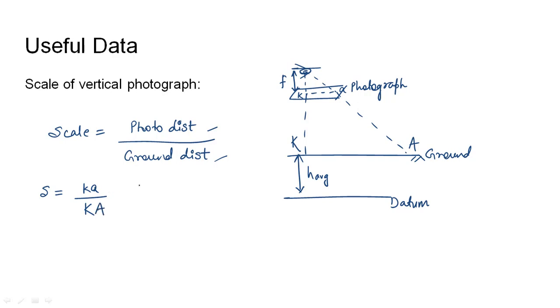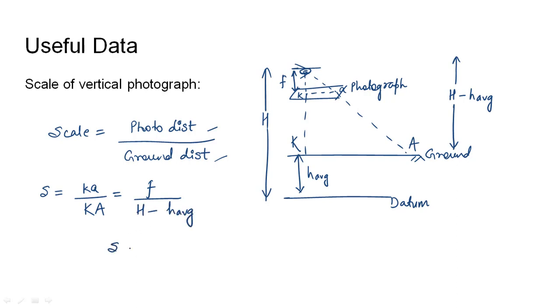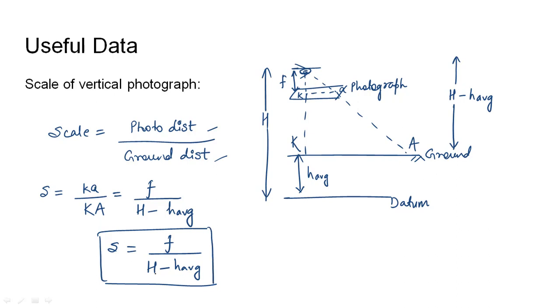Using the concept of similar triangles where the plane is flying at a height of capital H from the datum, we can see that the height between plane and the ground would be H minus H average. So a by A would be the same as f divided by H minus H average, using the concept of similar triangles. So the scale of a vertical photograph in photogrammetry is given by focal length divided by the height of the plane above the datum level minus the average elevation of the ground.